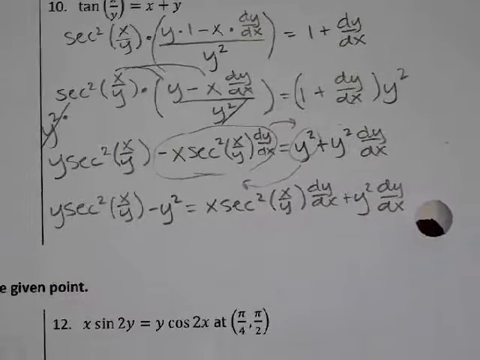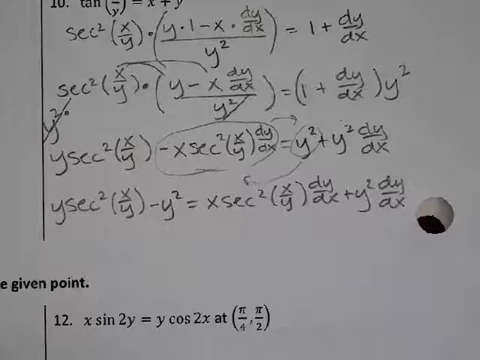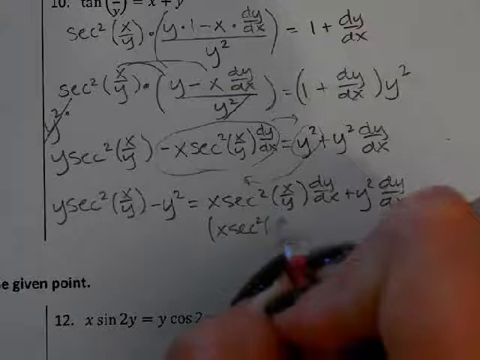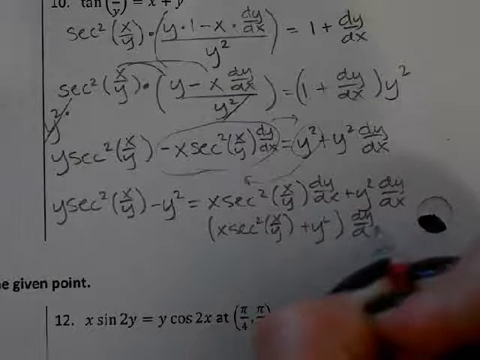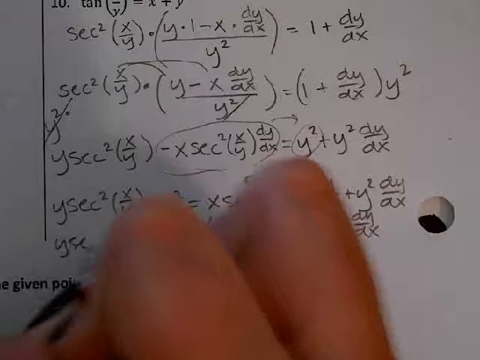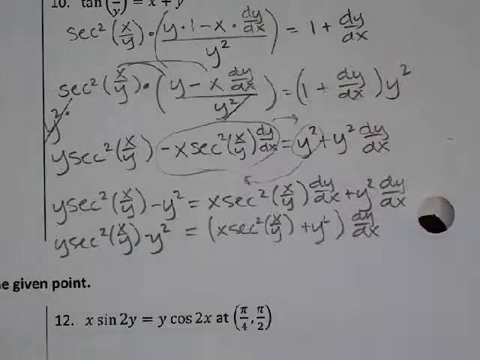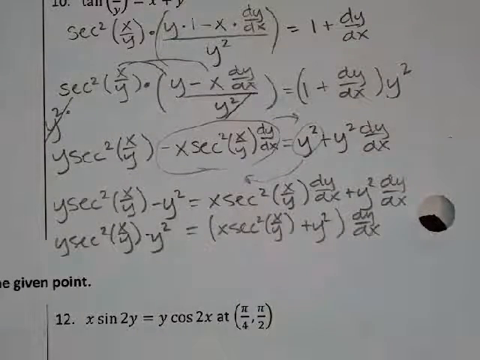All right, and then what do we do? Pull the dy dx out. Okay. And then what do we do? Divide that mess by this mess.